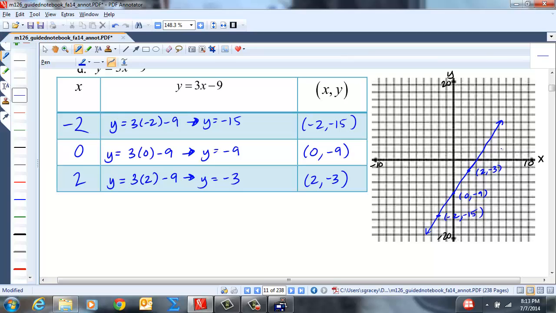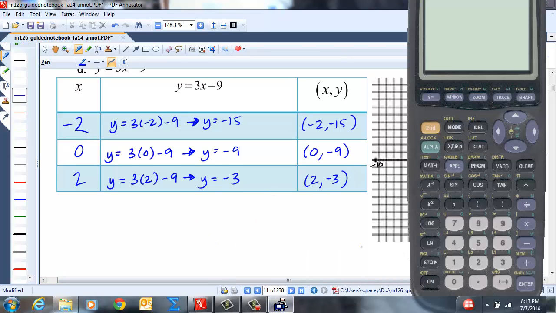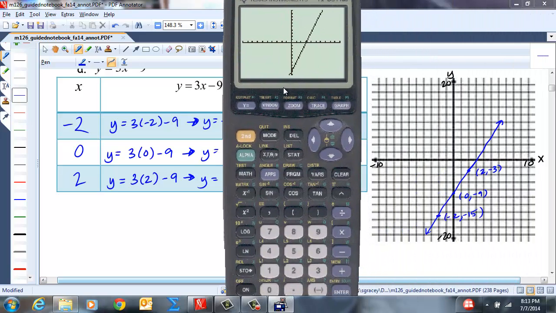And now, here's the fun part. We want to verify this using our graphing calculator. So we go to our y equals, we clear this out, and do you see we have y equals 3 times x minus 9. If we graph it, let's see how it looks. Now notice it looks a little bit different.